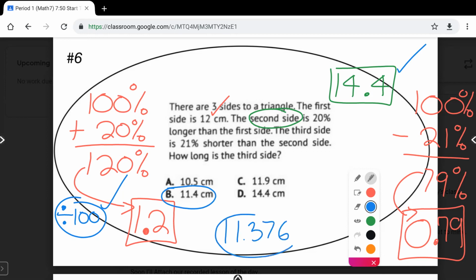When you're choosing multiple choice, you want to pick the answer that best resembles the answer that you got on your calculator. Another thing I wanted to point out is when it says the second side's 20% of the first side and the third side's 21%, you can never combine these percents together. You've got to take them one piece at a time and do one percentage change at a time. And if you do that, look, the steps were pretty darn simple. They're pretty much mirroring of one another. You just got to take your time and make sure everything comes right.